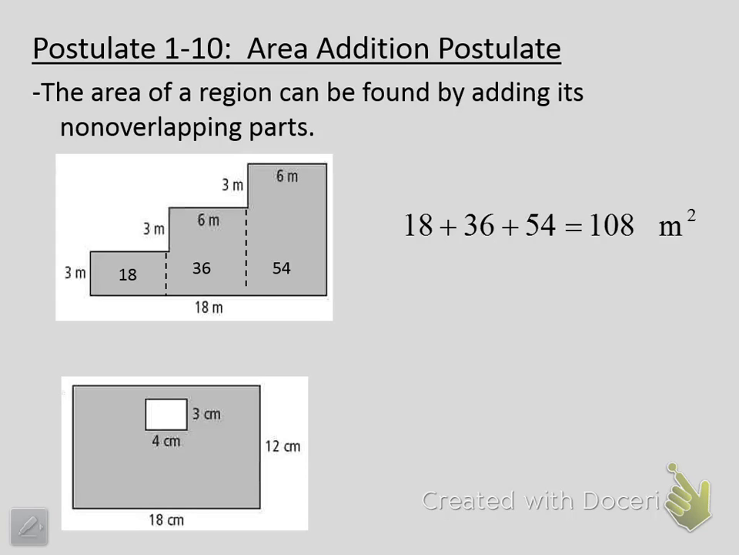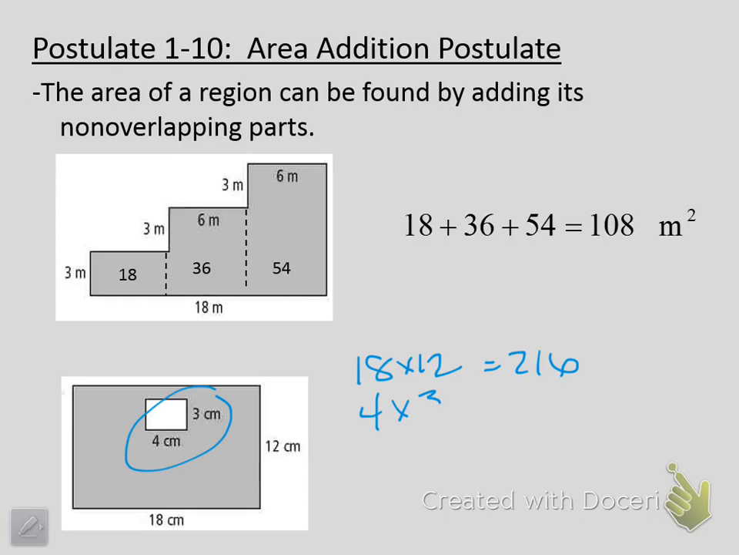So here's our next one. This one's a little different. I want to find the area of the shaded region, but we have a little piece cut out. Okay, so let's find the area of the shaded region. So we can take 18 times 12 to find the area of the shaded region because it's base times height. And that is 216.